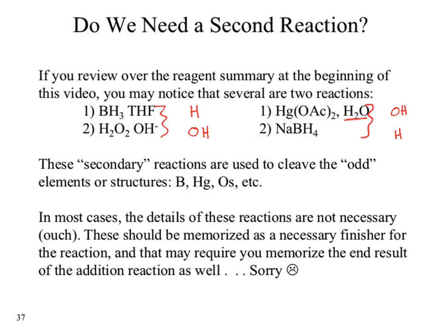Huh. Why do I need two reagents if I'm adding the exact same thing? Because those two pieces get added in different locations. How do I know which location they get added to? Look at resonance. Look at differences in electronegativity to predict your charges for each of those species. Okay. The boron reagent is typically referenced as an anti-Markovnikov addition.